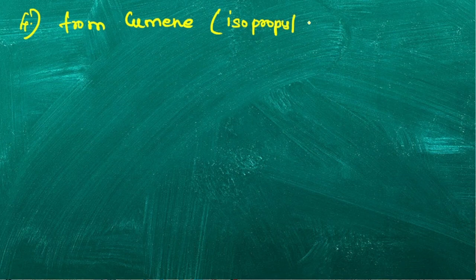Next, you can have the last type of preparation, which is from cumin. Cumin is also called isopropyl benzene. Isopropyl benzene. Okay, now let us take the cumin first.